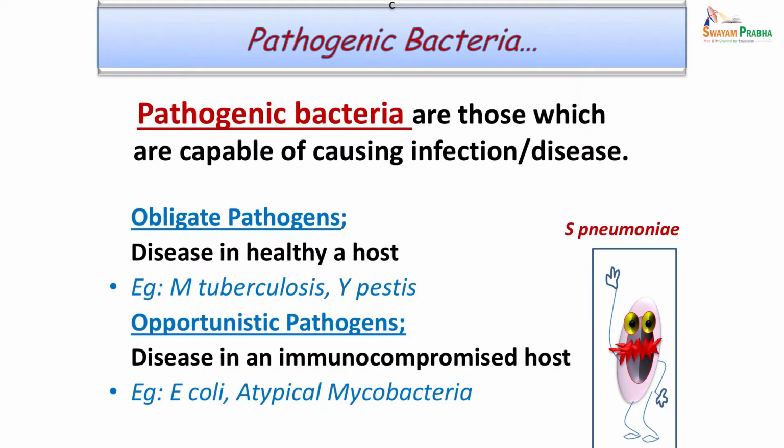The examples here being one of our own gut flora members, Escherichia coli, and the atypical mycobacteria, which can be present in the environment as well as a commensal on the genital area, and could cause some infection if the host is compromised immunologically. So, these are the 2 different types of pathogens we can classify.